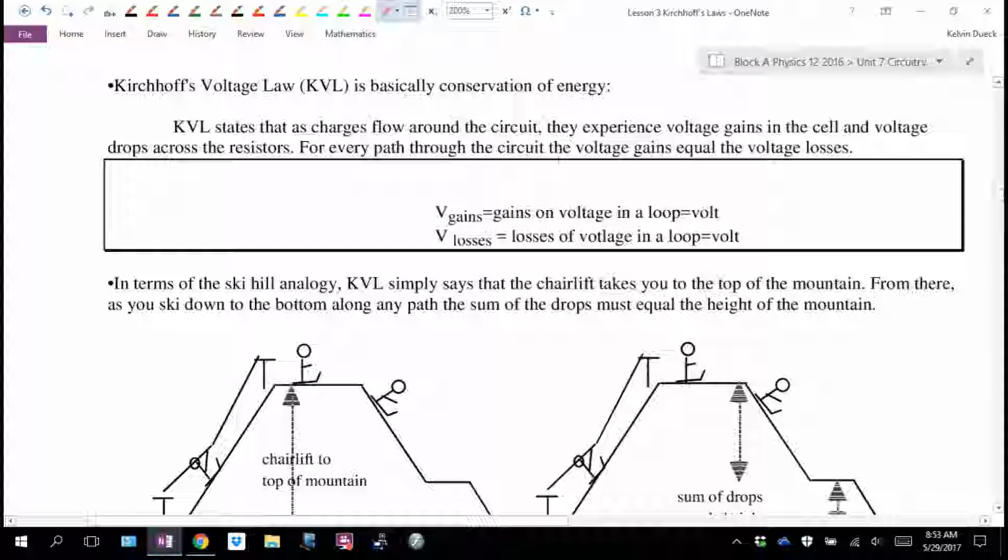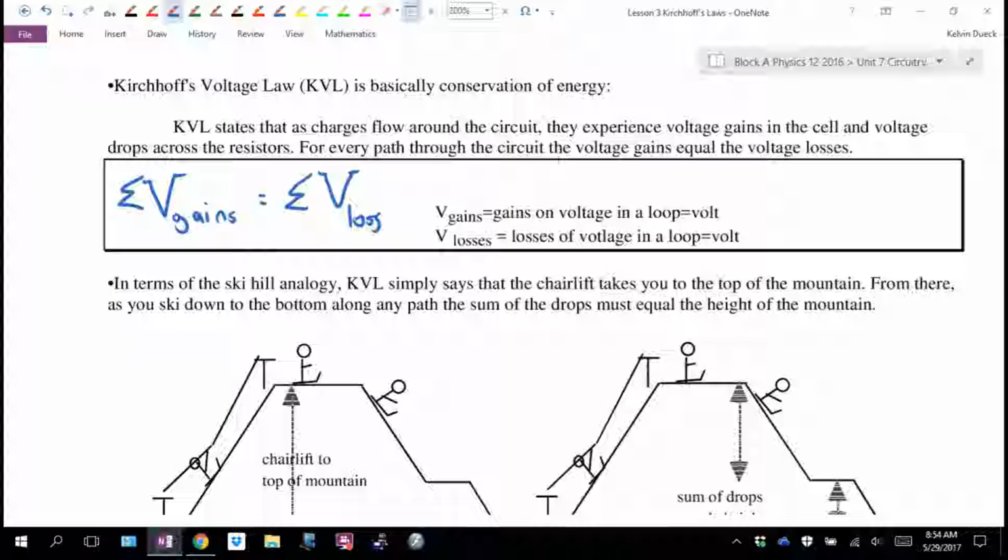Say, what? Here's what we really say. The sum of all the voltage gains has to equal the sum of all the voltage loss. I don't even like that one. In fact, in the earlier box where I said the total current in equals total current out, I don't memorize that. I memorize skiers can't vanish, and that makes more intuitive sense to me.